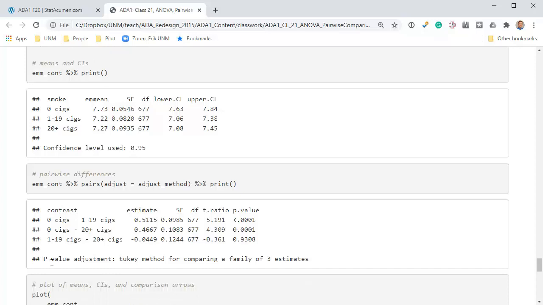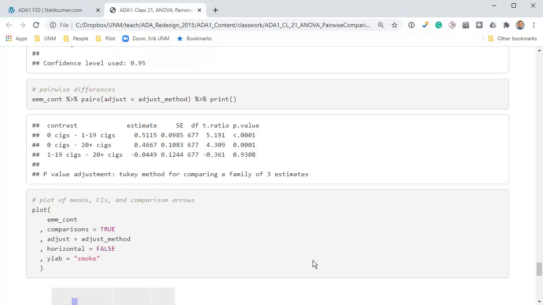Okay, there is also a comment here that there's a p-value adjustment, that the Tukey method is for comparing a family of 3 estimates. So we have adjusted these 3 p-values. We've made each of the p-values a little bit bigger so that we can still compare it to 0.05, and have adjusted it relative to the Tukey method.